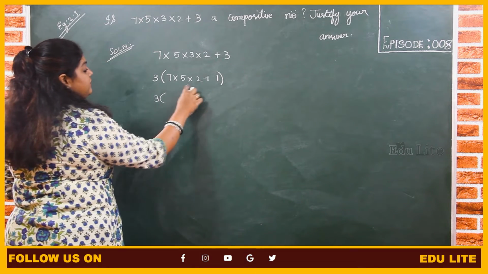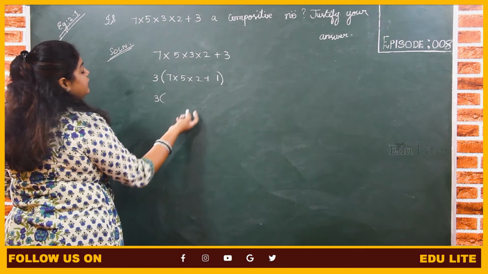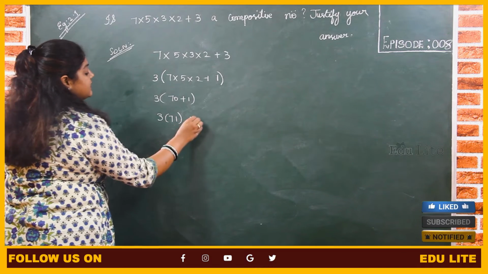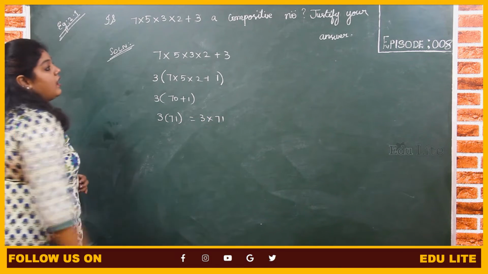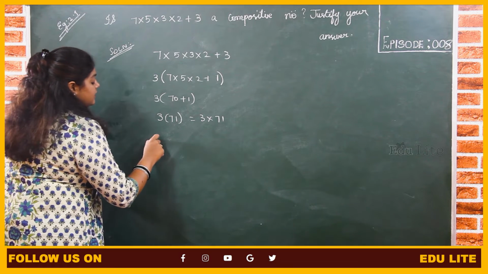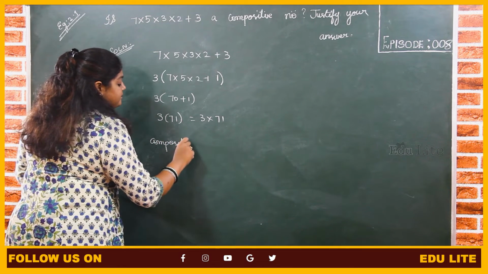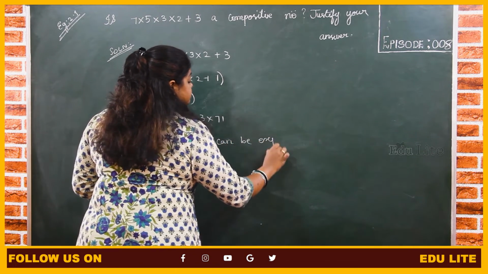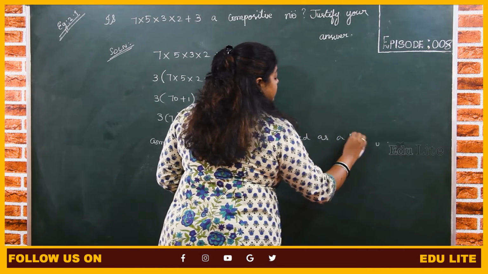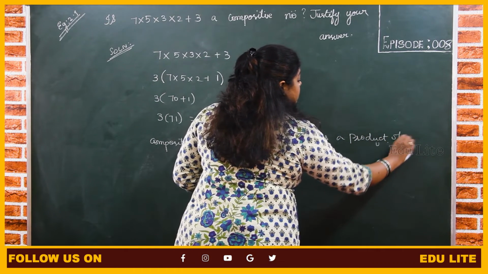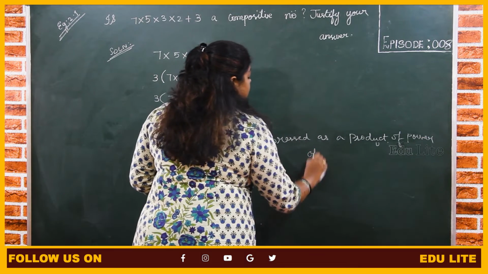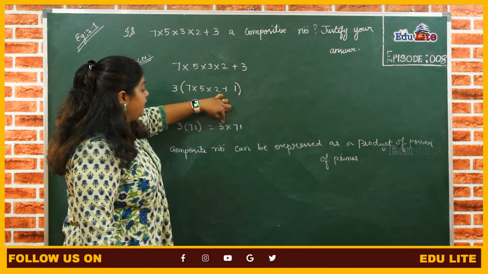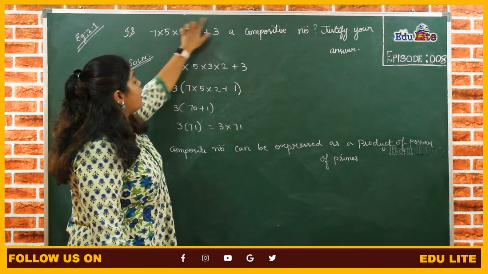So 3 into, we will simplify the terms within the bracket. 7 fives are 35. 35 into 2, 70. 70 plus 1, 3 into 71. So this is a product of two primes. According to the fundamental theorem of arithmetic, a composite number can be expressed as a product of powers of primes. We have expressed this number as a product of two primes. Therefore, the given number is a composite number.